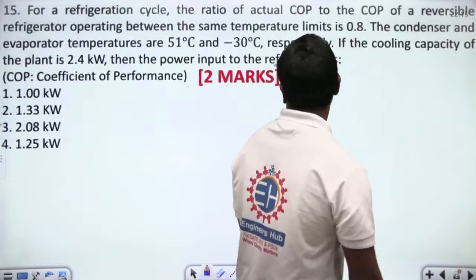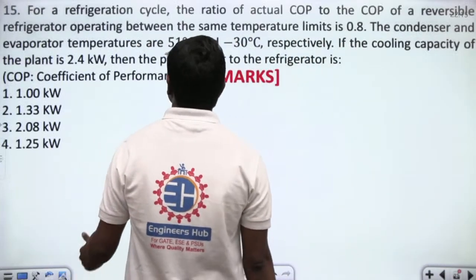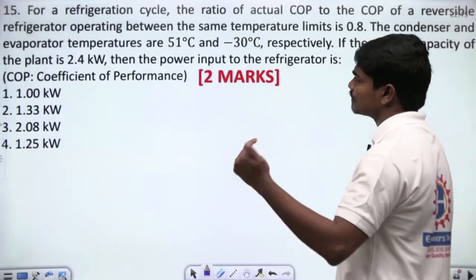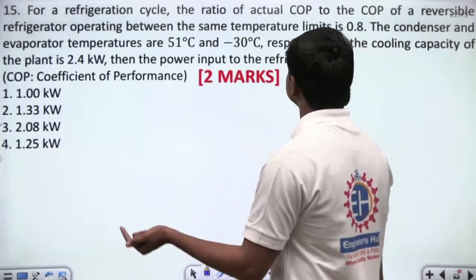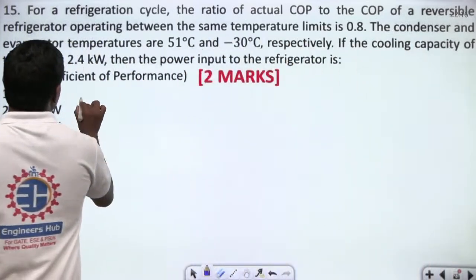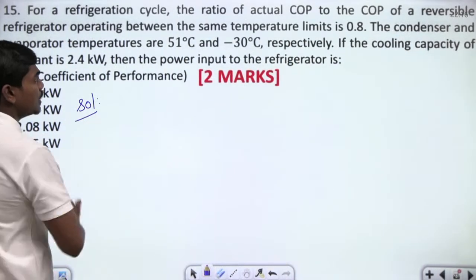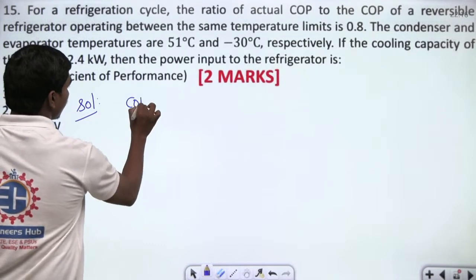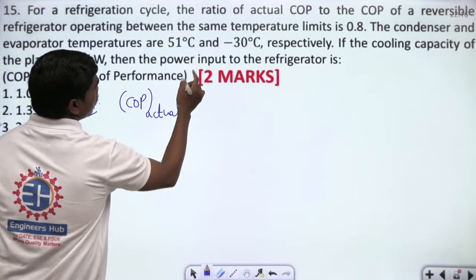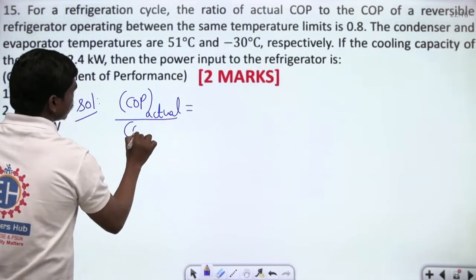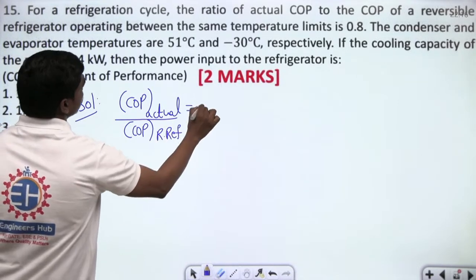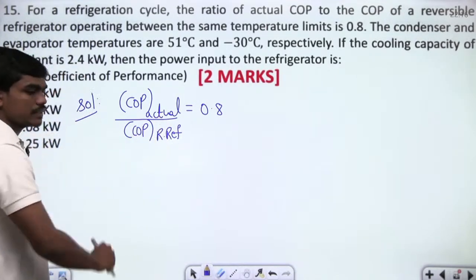Next, let us go for this question. For a refrigeration cycle, the ratio of actual COP to the COP of a reversible refrigerator operating between the same temperature limits is 0.8. So one thing that's clearly mentioned here: COP actual to the COP of Carnot or reversible refrigerator is 0.8. Obviously, COP of this refrigerator will be more.